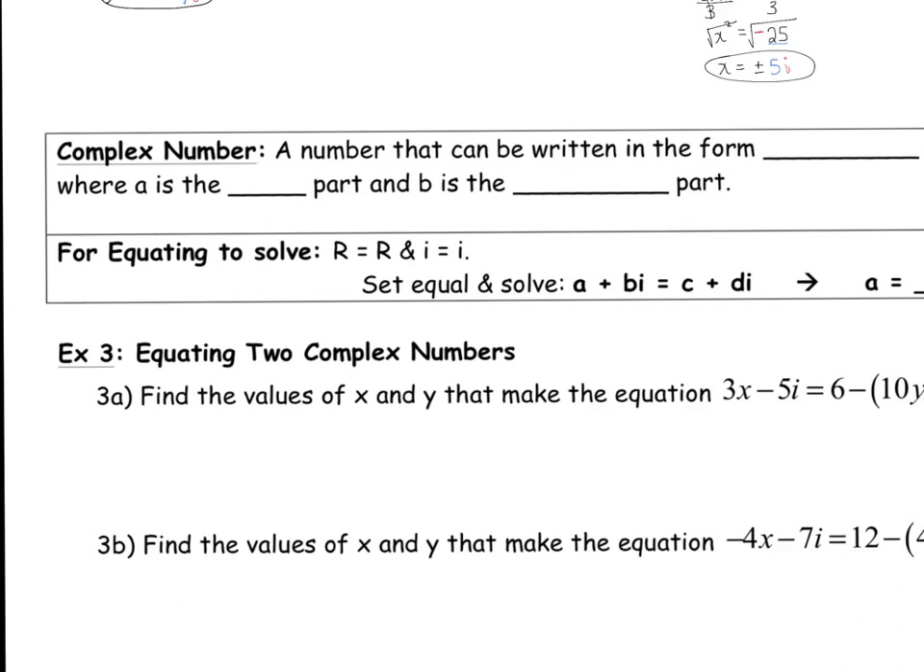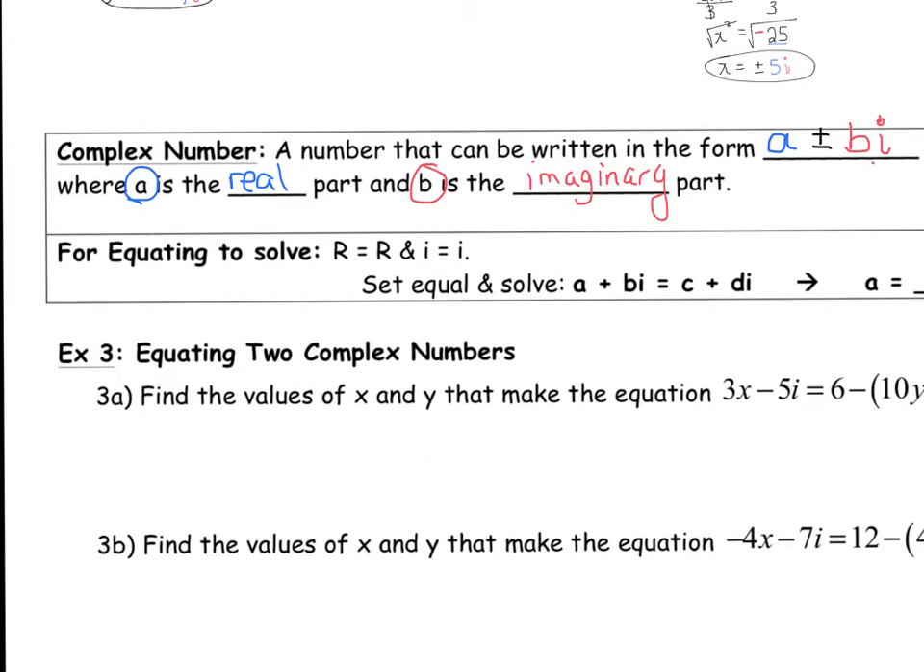A complex number is when we have a real part and an imaginary part. The real part is represented with the letter A, and then you either add or subtract to it the imaginary part, and that part is called Bi. So A is the real part, the part without an i, and B is the imaginary part, which is the part with the i.